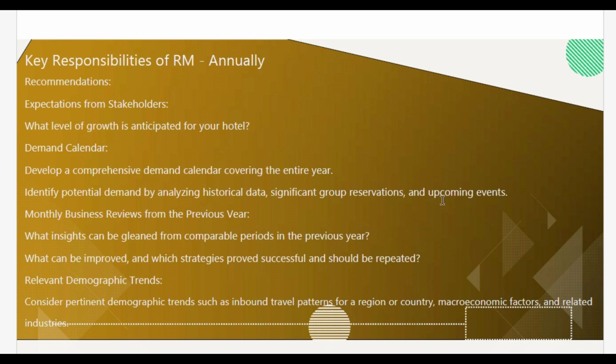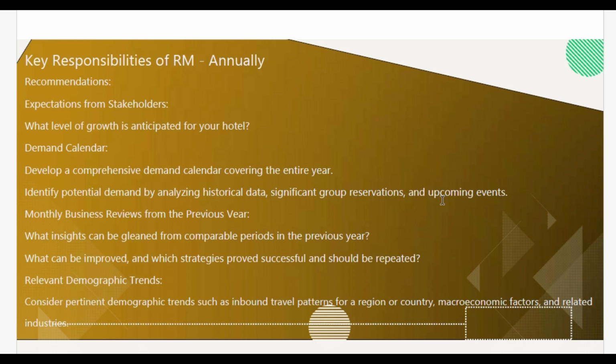So you need to be aware of what the key stakeholders are expecting from you, from the business itself as well. Demand calendar. Now, develop a comprehensive demand calendar covering the entire year. Identify potential demand by analyzing historical data. So you look at the business you had in the last year. Significant group reservations. Check if you had some large groups. If there was a large event in the city, how many of the bookings did you get during that period? Did you have any confirmed large group during that period? So you need to consider all those factors, and you need to be aware of the upcoming events which will be happening during the upcoming year for which you are going to create a demand calendar.